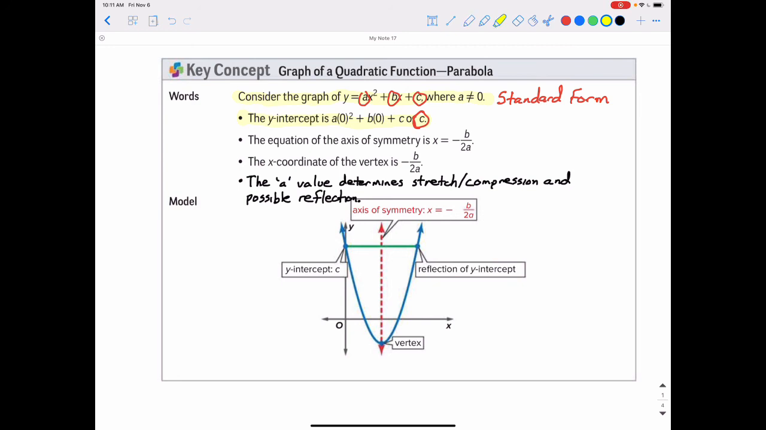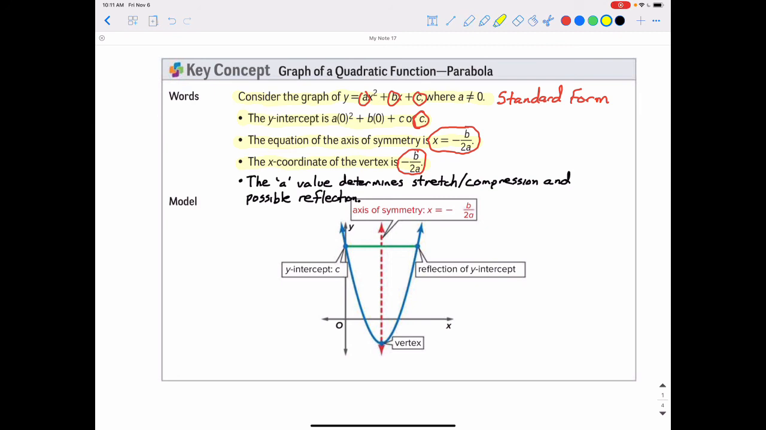This is probably the most important part of the concepts: the equation of the axis of symmetry is x equals -b over 2a, and the x-coordinate of the vertex is x equals -b over 2a. These are two very important formulas that you're going to use quite often when dealing with quadratic equations and graphing quadratic equations: -b over 2a.